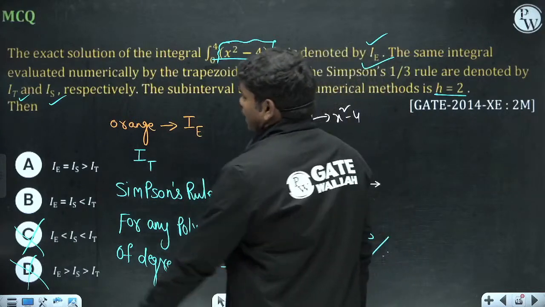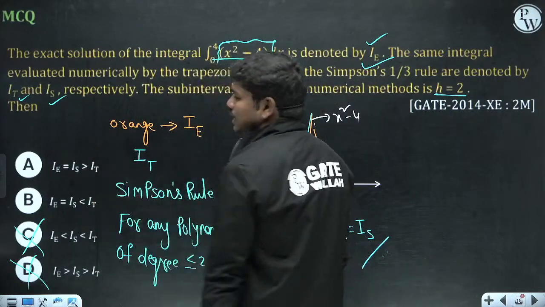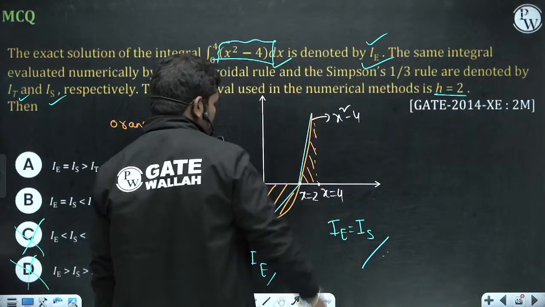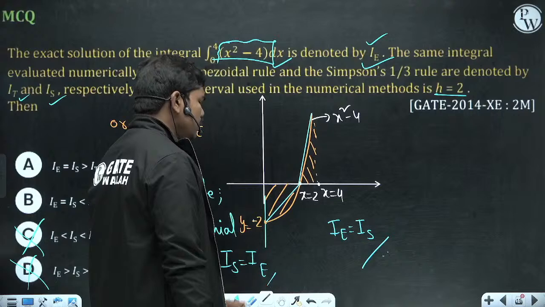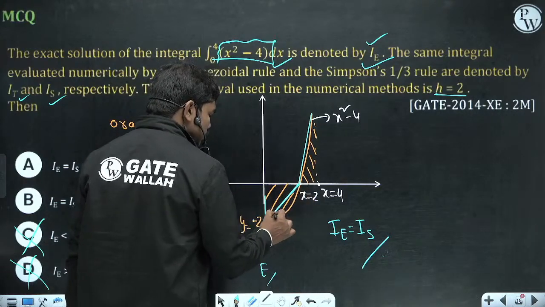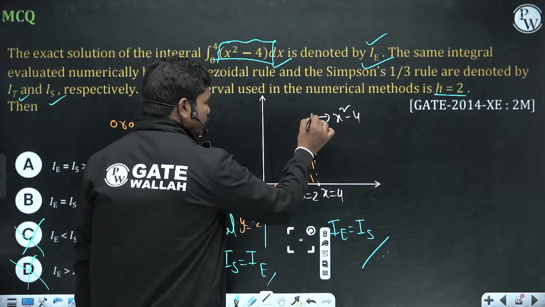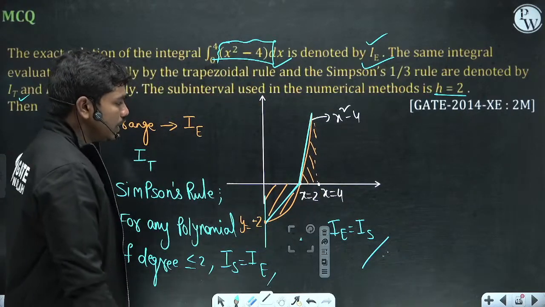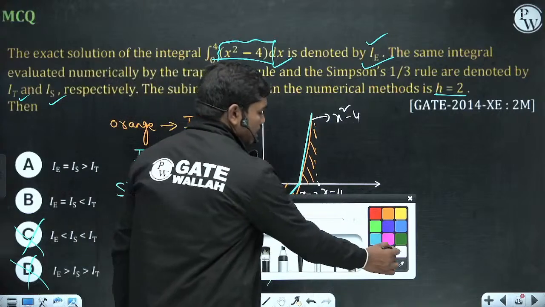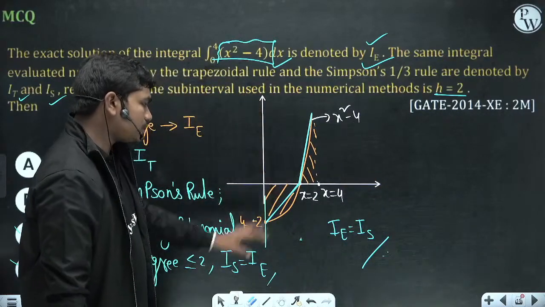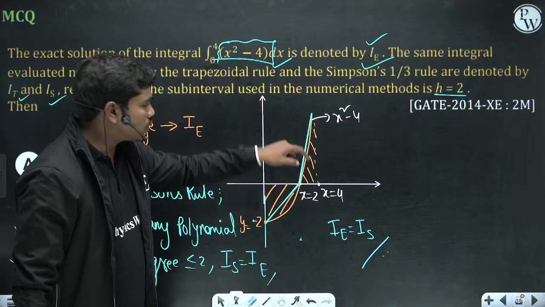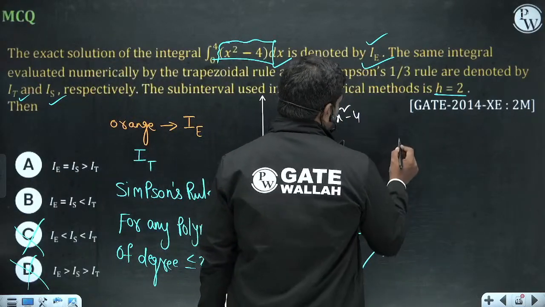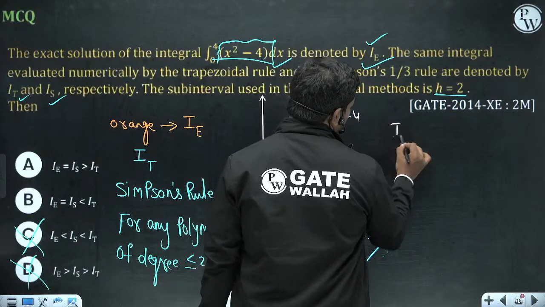Now we need to check whether IS is less than IT. Tell me one thing, if you take this parabola, you connect these two points with a straight line, and you connect these two points also with a straight line, because this is a parabola. Now if you see carefully, out of the exact value and the shaded value, which is more? You cannot directly compare straight away, so let us calculate the trapezoidal value.